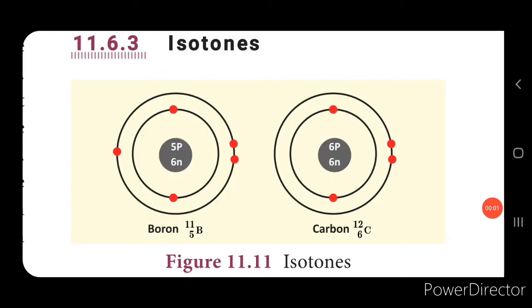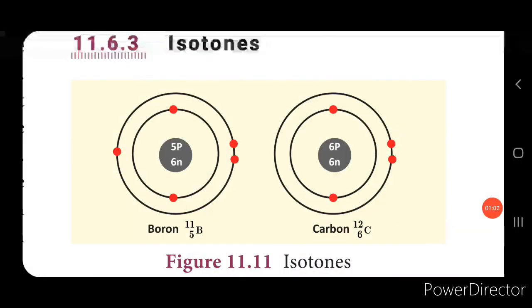Look into the screen, children. These are the atoms of different element, that is boron and carbon. Now let's see the atomic number. Atomic number also differs. Atomic number of boron is 5 and atomic number of carbon is 6. Now what about the mass number? Mass number also differs. Then what is the similarity between these 2 elements? The number of neutrons remains the same. Now look into the nucleus. The proton is 5 in boron, isn't it? But when you talk about the neutron, it is 6 neutrons. Come to carbon. Carbon also contains 6 neutrons.